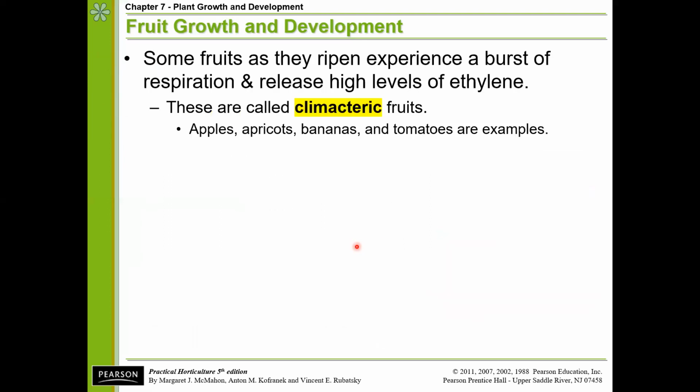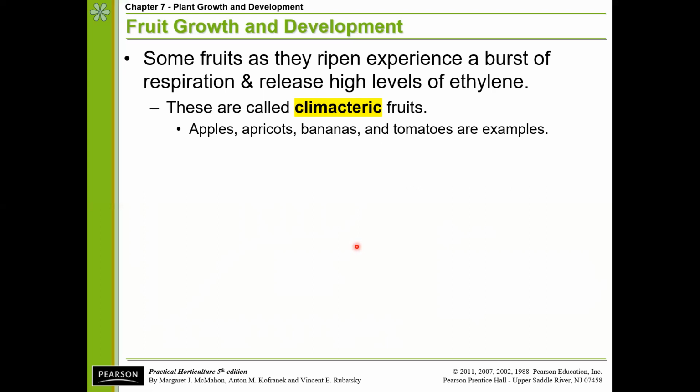Some fruits are going to ripen off the plant. Some ripen only on the plant, and the ones that are able to continue their ripening process and those chemical changes off the plant are called climacteric fruits. And usually this is due to the hormone ethylene, and they release high levels of this gas naturally, basically to continue that ripening. So apples, apricots, bananas, tomatoes are all examples.